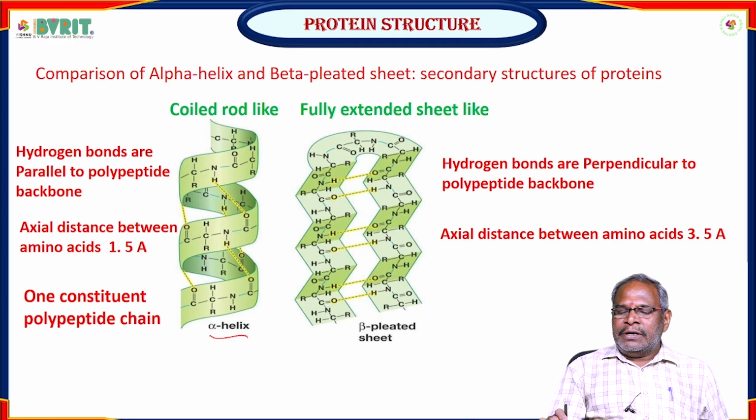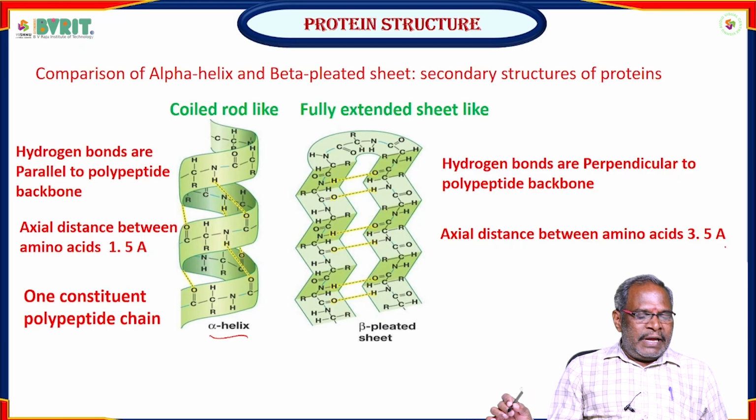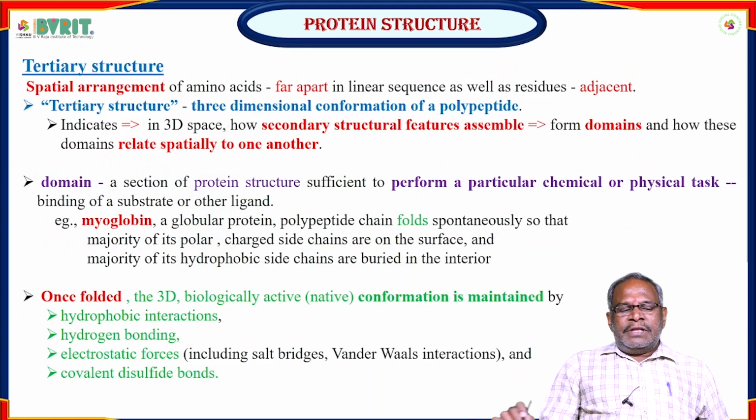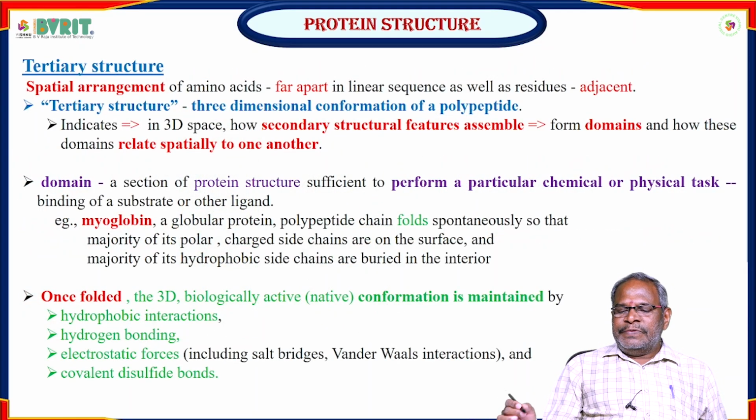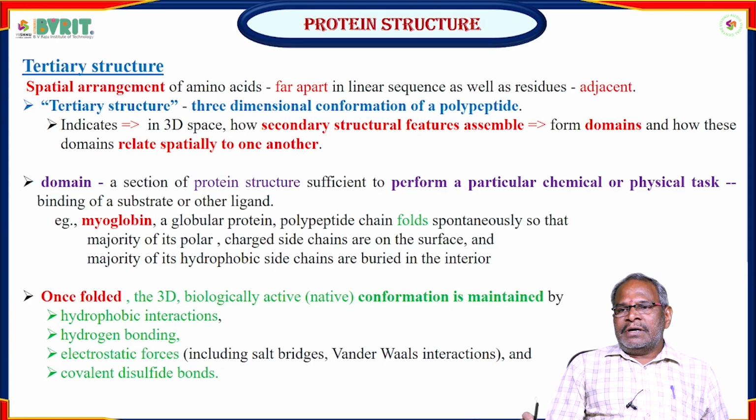Hydrogen bonds are perpendicular to the polypeptide chain. The actual distance between one amino acid and the next is a 3.5 angstrom diameter. Next, the protein structure, the tertiary structure. This is very important: the tertiary structure is also called the three-dimensional structure of the protein.